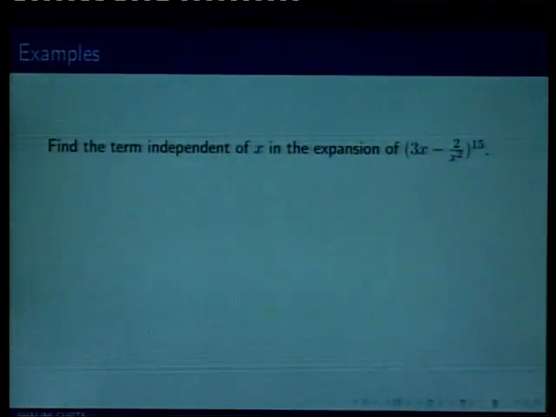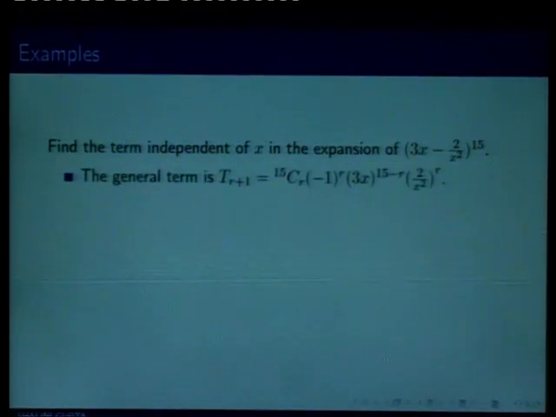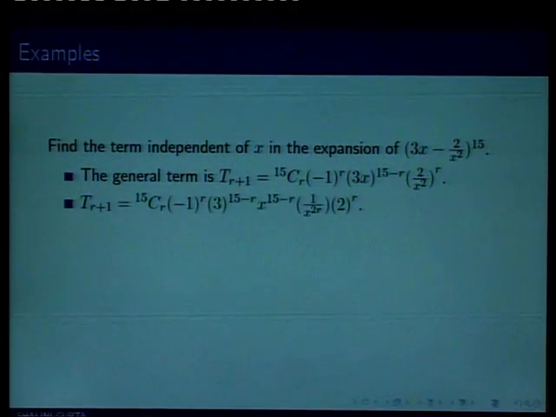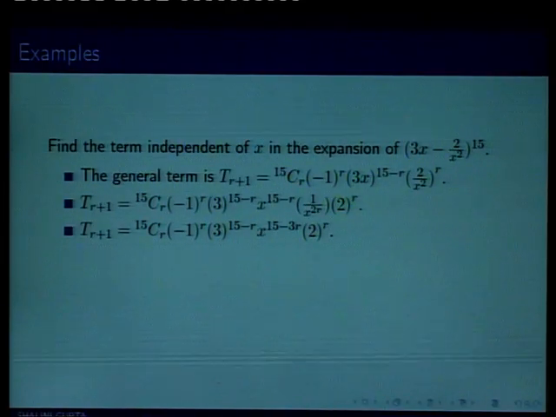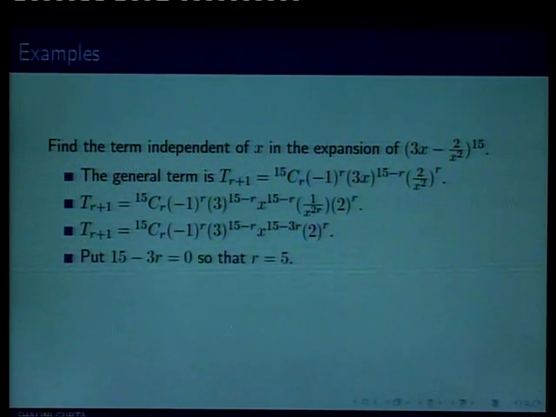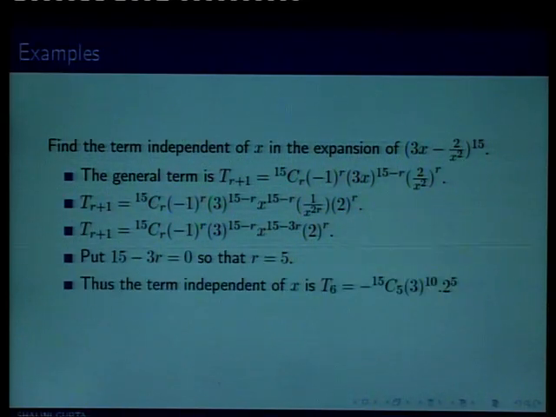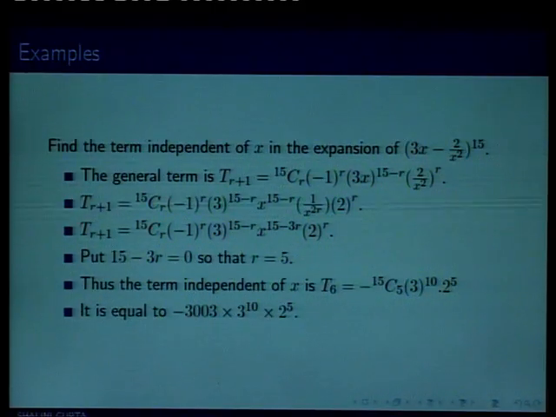So we have considered this expansion. In this we have written the general term T(r plus 1) like this. Then we have computed the power of x, which turns out to be 15 minus 3r. So we have put 15 minus 3r to be 0, so that we get r to be 5. So the term independent of x in this expansion turns out to be the sixth term, and this is equal to minus 15C5 into 3 raised to power 10 into 2 raised to power 5. And after simplifying this, I will get that this term is equal to this.